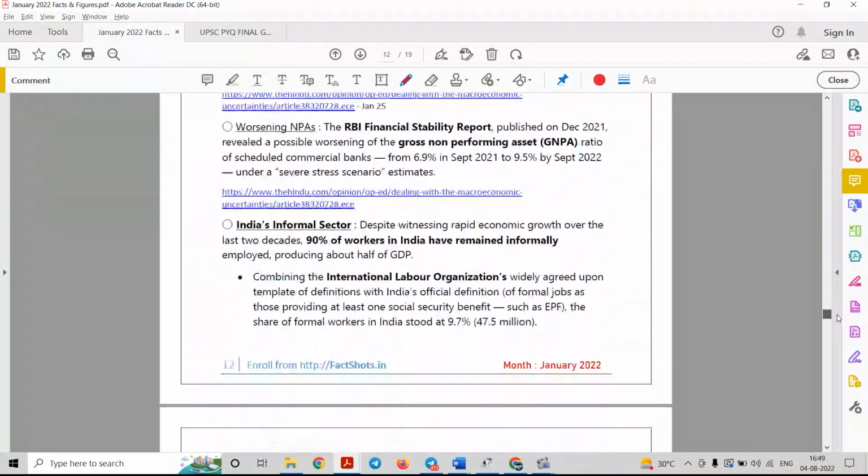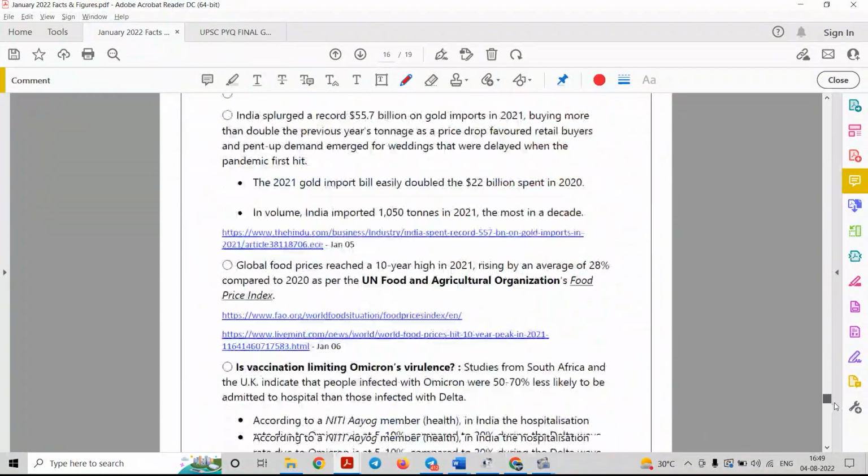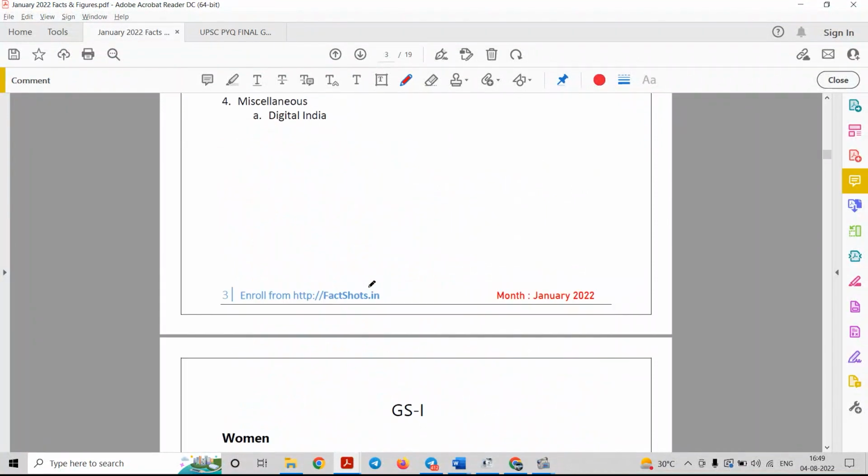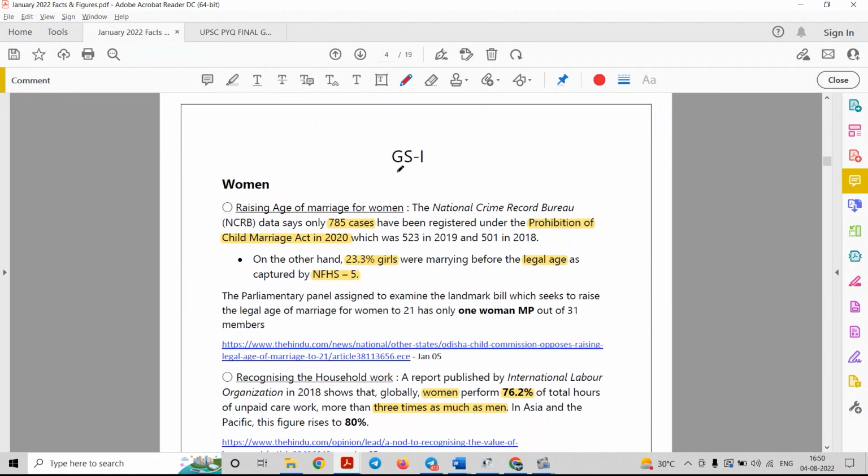Okay, so I will just run you through this particular sample PDF. So let us come to the first topic, that is GS1, and the first sub point is women, right? So see the first fact here. According to NCRB, that is National Crime Records Bureau, only 785 cases have been registered under the Prohibition of Child Marriage Act in 2020, right?